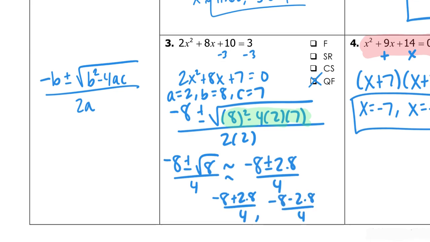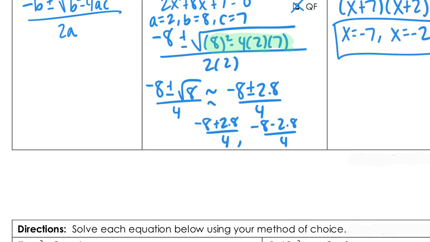I'm kind of running out of room. So then when you type those in the calculator, you do need those parentheses. So I'm typing negative 8 plus 2.8, or do it in more than one step like we talked about last week. And then divide by 4. So for the plus one, I'm getting negative 1.3.